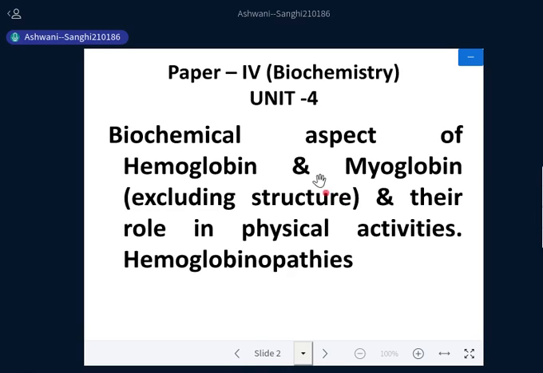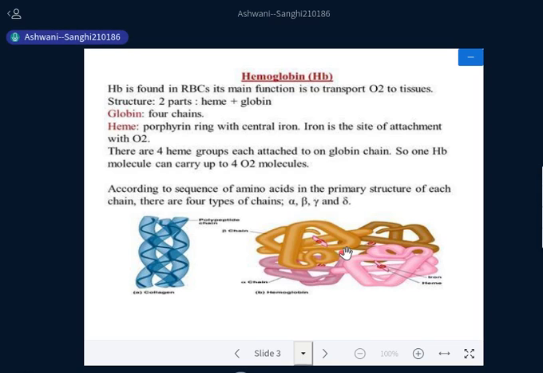Today we will discuss the biochemical aspect of hemoglobin and myoglobin. We will not discuss the structure, and we will discuss their role in physical activities and hemoglobinopathies. So first of all, what is hemoglobin?